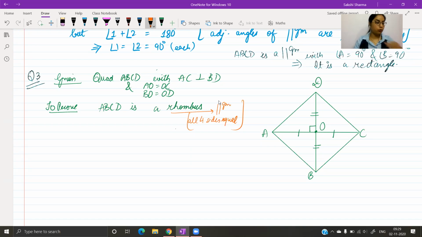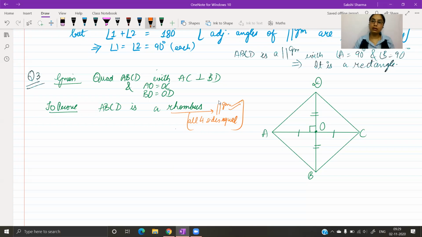So in order to prove that this is a parallelogram, you can directly use the property that the diagonals are bisecting each other. If the diagonals bisect each other in a quadrilateral, that quadrilateral will be a parallelogram. So the first part can be done directly.